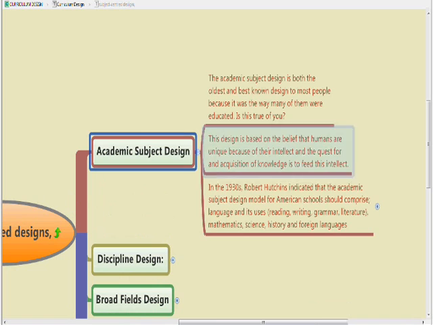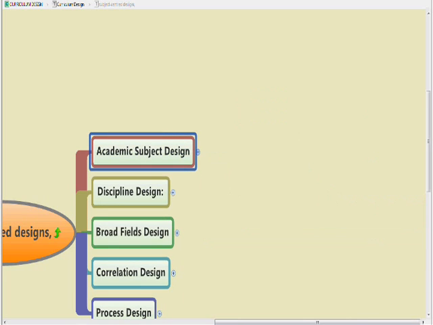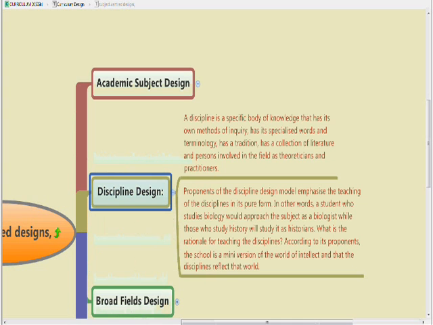Academic design. Then you have the notion of discipline design. So discipline design, let's see what I have for you. A discipline is a specific body of knowledge that has its own method of inquiry, which has specialized words and terminologies, has a tradition, has a collection of literature and persons involved in the field of theoreticians and practitioners.